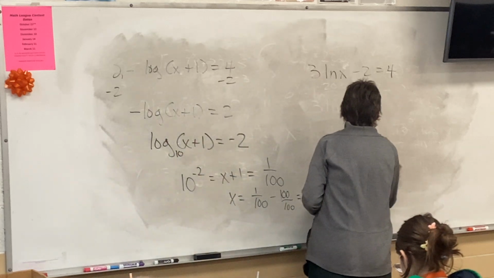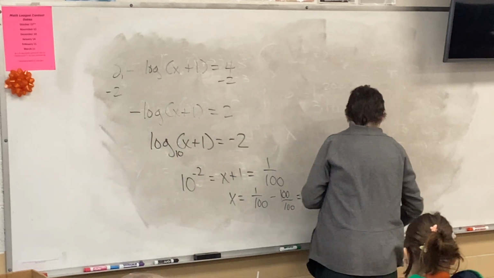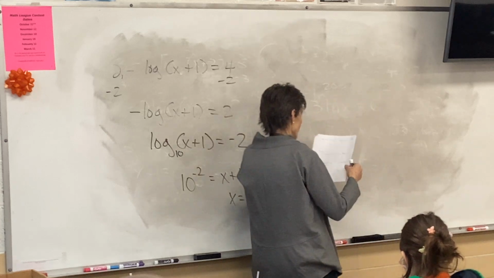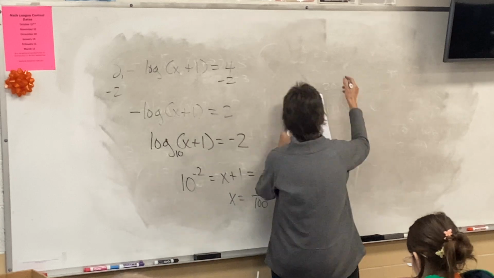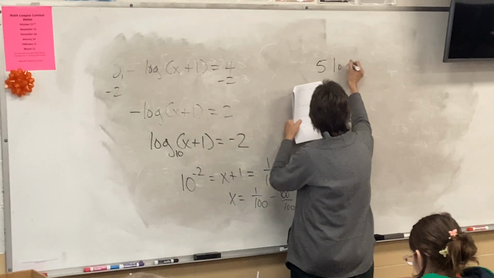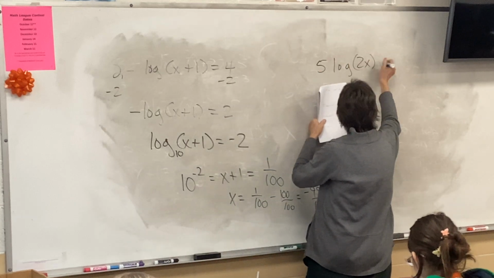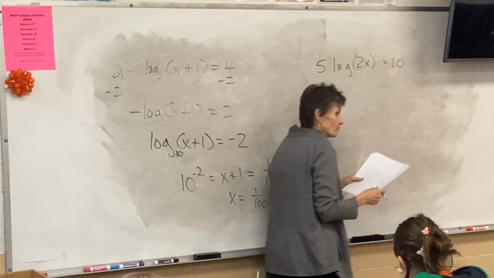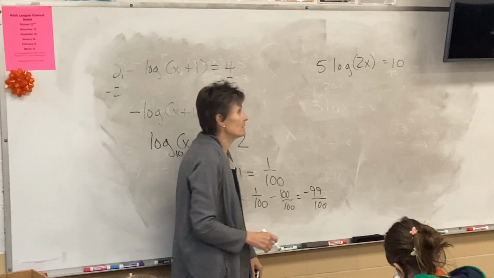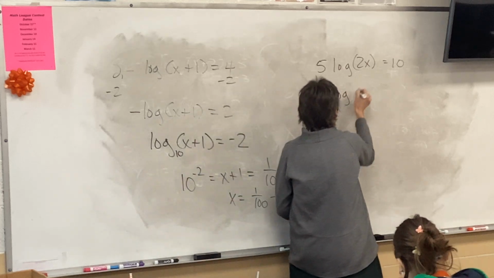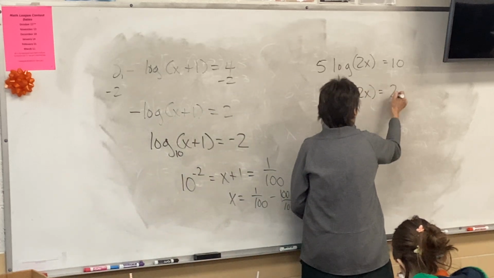Okay, you guys are doing great. It's almost over. Let's see if we can finish this page. I think we can. That'll be perfect. All right, so 5 log 2x equals 10. Jeremiah, step 1. Divide by 5. So log 2x equals 2.